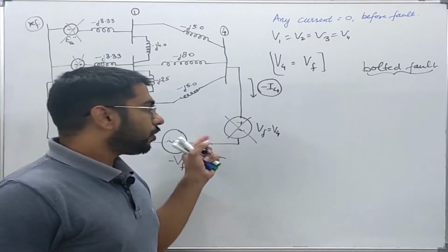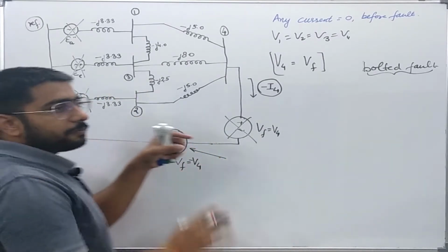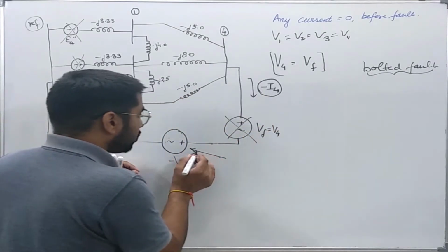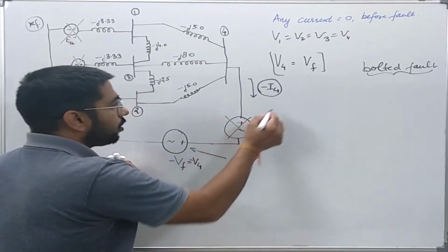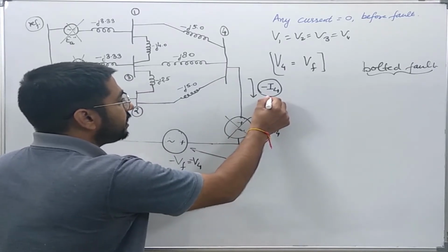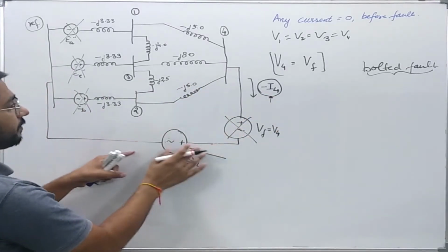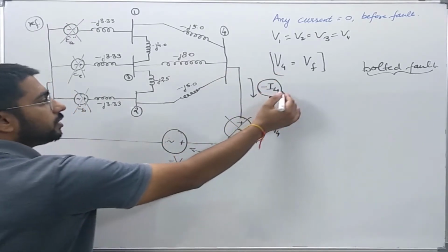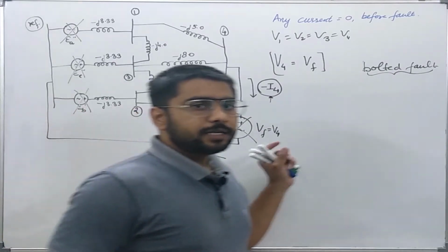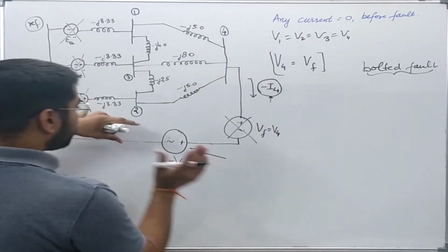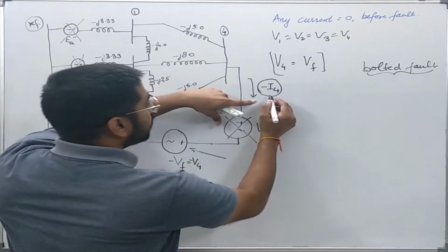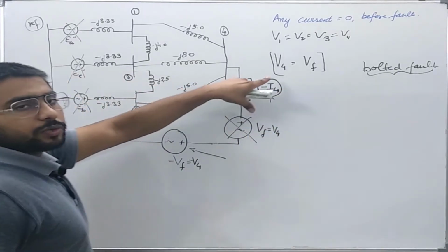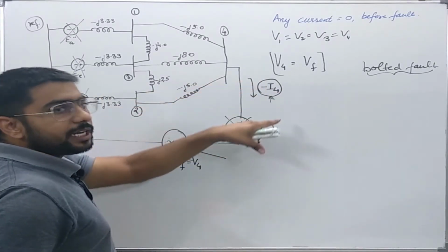Then it shows that by superposition, and from the reasoning which I have just given, this source is responsible for the flow of this current. So I can see that in the system now, the current flowing out of bus 4 will be equal to the fault current. Okay, so during the fault, this current is equal to the fault current which is flowing out of bus 4.